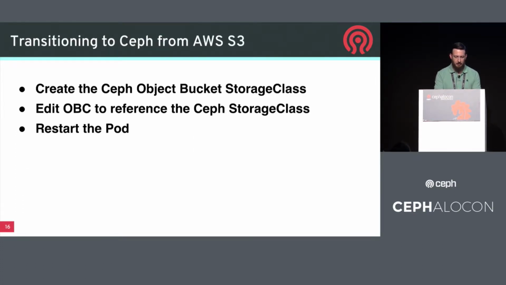So if you had, in this case, a stateless app running in AWS using S3, consuming the buckets via OBCs, to transition to Rook-Ceph, you would just define a storage class for Rook-Ceph, redefine the storage class name in that OBC, and create the OBC so that you get a Ceph bucket, and then you would reboot the pod. That would reset the values in the pod for the endpoints and the authentication, and then it would be connecting to that Ceph bucket.